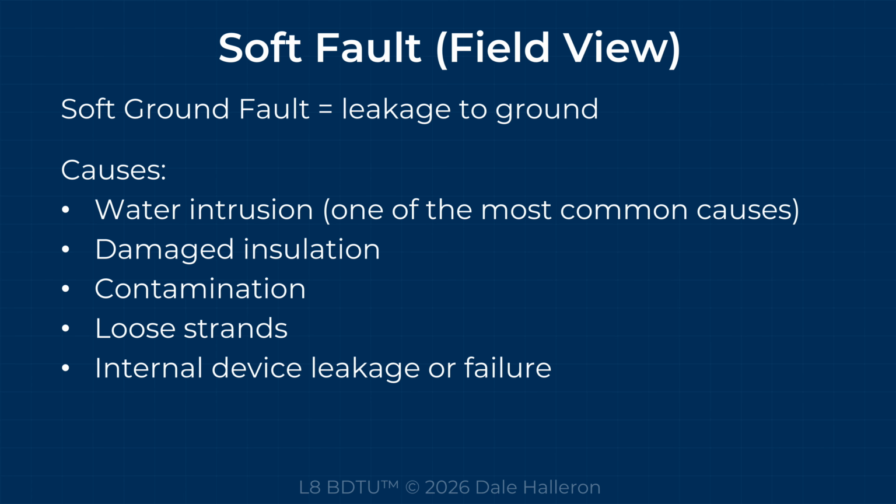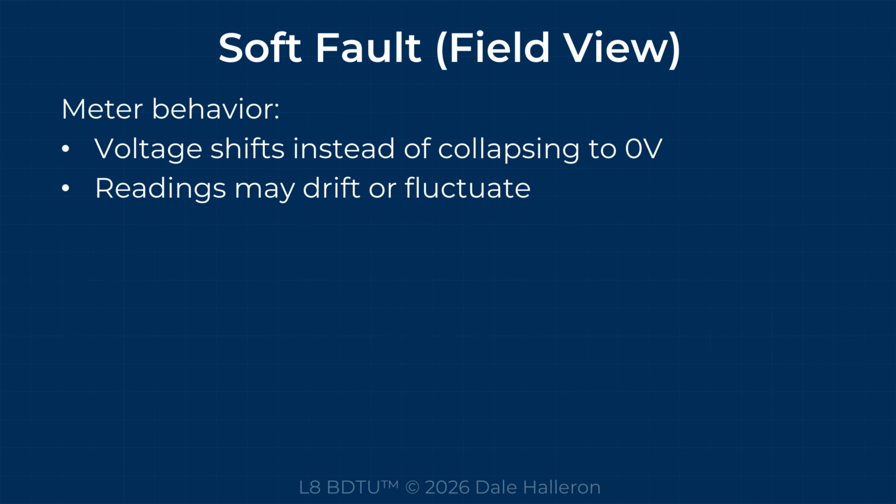Soft fault field view. A soft ground fault equals leakage to ground. Causes: water intrusion, one of the most common causes, damaged insulation, contamination, loose strands of wire, internal device leakage or failure. Meter behavior: voltage shifts instead of collapsing to 0. Readings may drift or fluctuate.